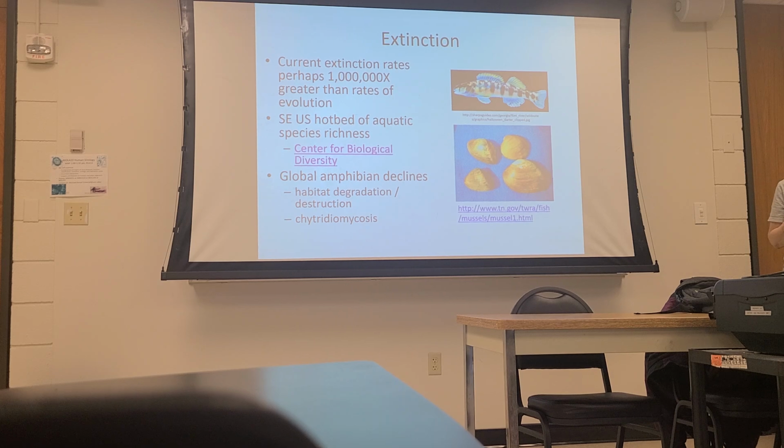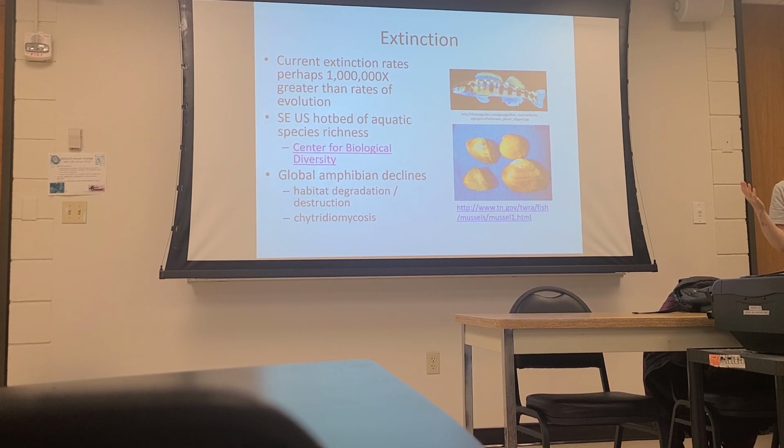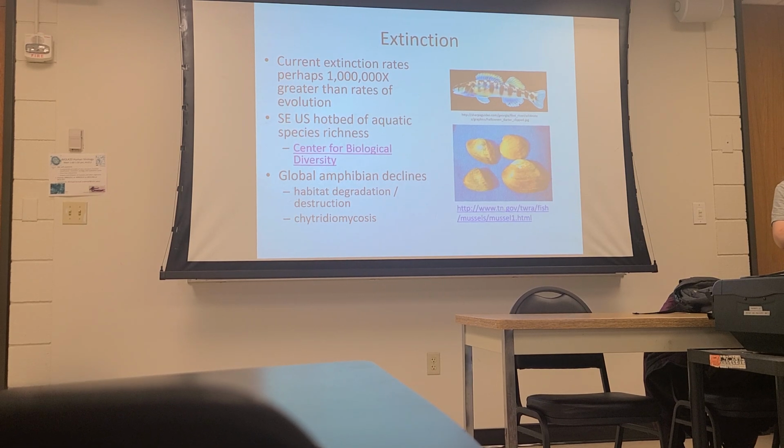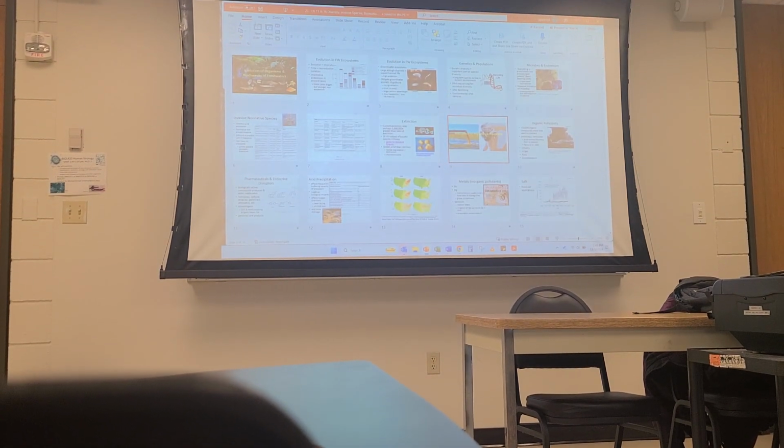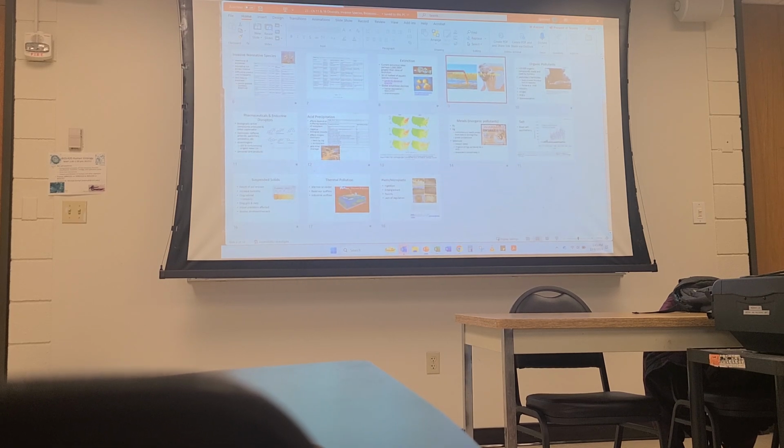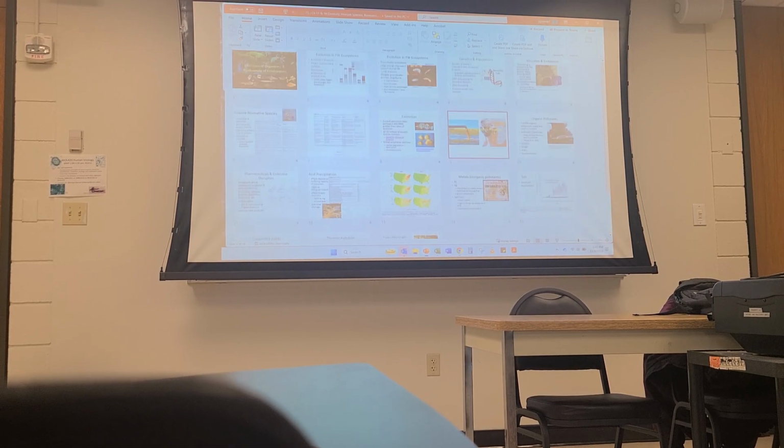So chytrids got passed around the world, and in places where the frogs weren't adapted to them, they started to get skin infections. The fungi infect the skin of the frogs, and it's eventually a fatal disease. Chytridiomycosis has been causing problems for amphibians around the world. So there's that. Pollutants are next. We'll talk about those another time.